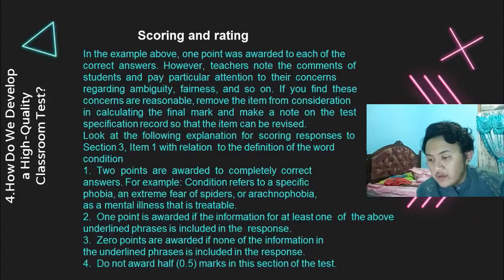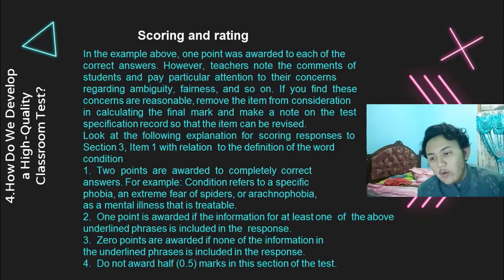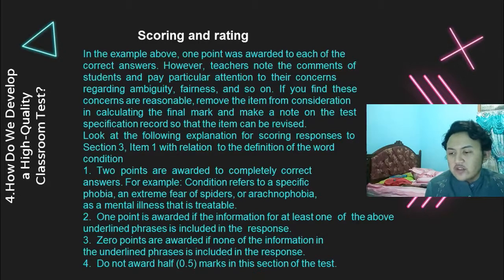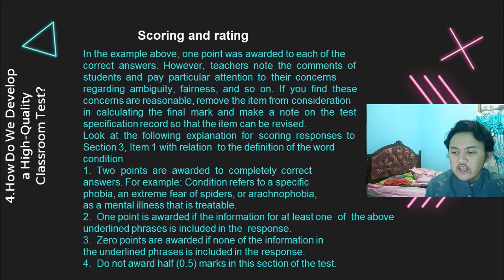Okay, so the next one, scoring and rating. In the example above, 1 point was awarded to each of the correct answers. However, teachers note the comments of the students and pay particular attention to their concerns regarding ambiguity, fairness, and so on. If you find these concerns are reasonable, remove the item from the considerations in the calculation of the final mark, and make a note on the task specification record so that the item can be revised.